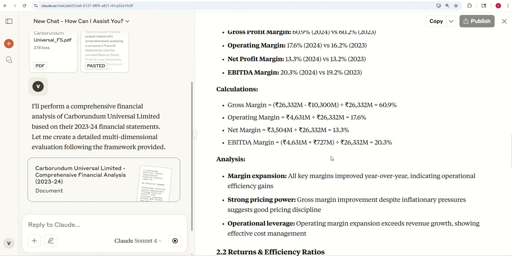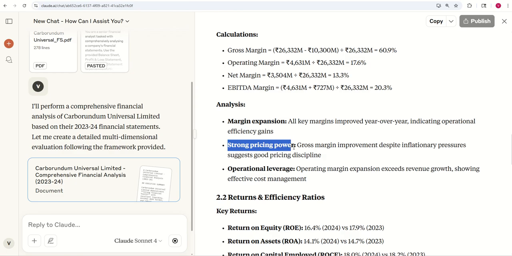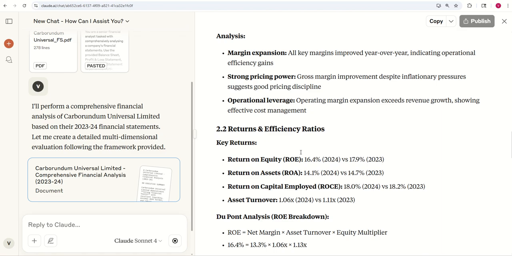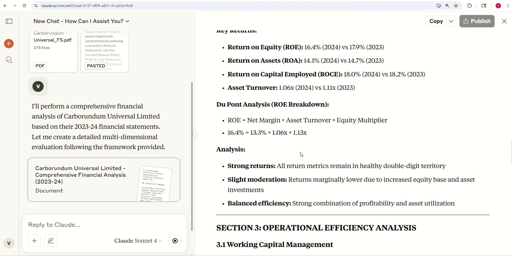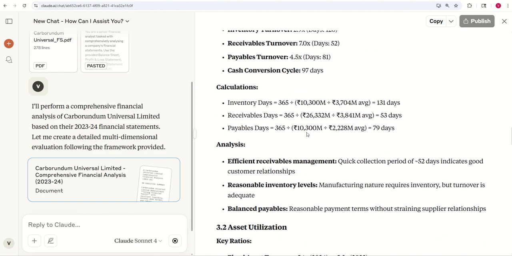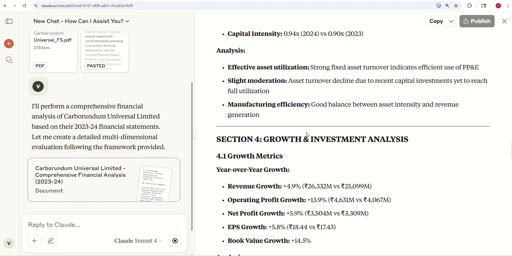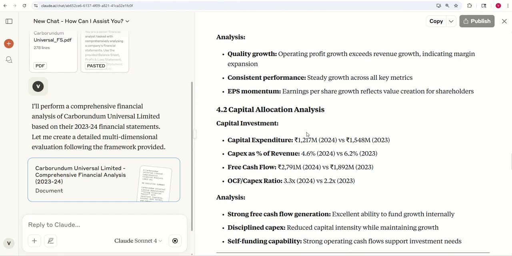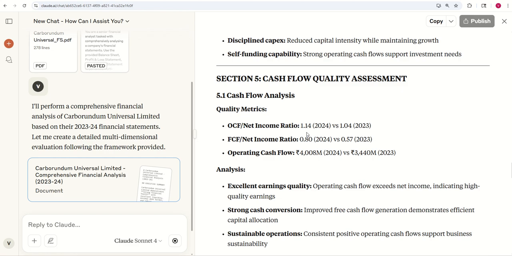Then profitability analysis. It says it has strong pricing power. I had asked the question whether it has strong pricing power, and it says it does. Then ROE: I asked it to dissect using DuPont analysis. It is done here, and it says the 16% ROE comes from a 13% net margin, 1.06 from asset turnover, and 1.13 times from the equity multiplier, that is its loan or the debt, whatever it has. Similarly, it has calculated every parameter I have outlined in the prompt.